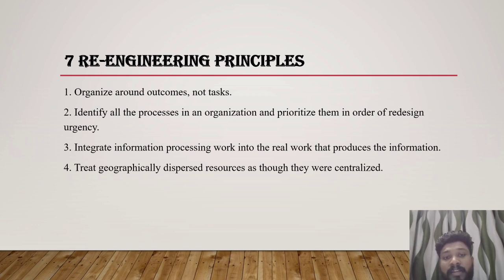And the next one is integrate information processing work into the real work that produces the information. We receive so much information in this stage. Rather than handling the information separately, we have to make sure that it is collected and processed while doing the actual work that creates the information. The next one is treat geographically dispersed resources as though they were centralized. In this stage, we have to manage the resources in different locations as if they were in one place to streamline coordination in decision making.